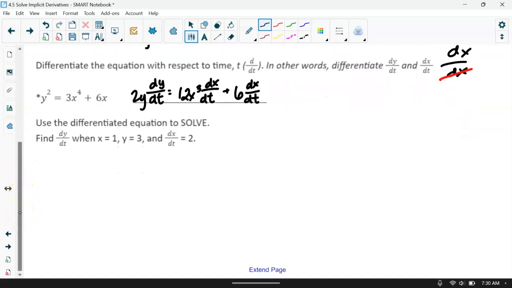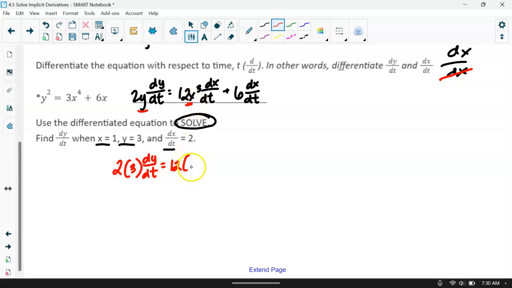So now we're going to use this differentiated equation to solve. We're going to solve for our dy/dt, given x is 1, y is 3, and dx over dt is equal to 2. So we've got 2 times y, or 2 times 3, dy/dt is equal to, because that's what we're solving for, 12 times x, which is 1 to the third power, times, now what is dx over dt? 2, plus 6 times dx over dt, which is again 2. Notice how we have these values because we know what the slope is. The slope is 2 with the variable x.